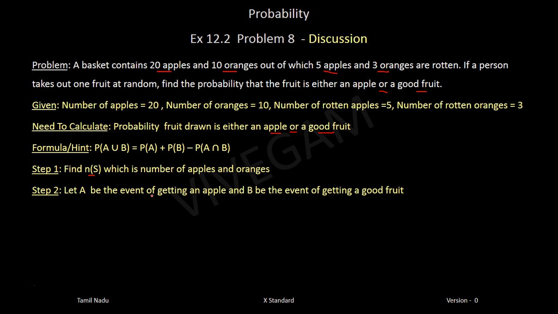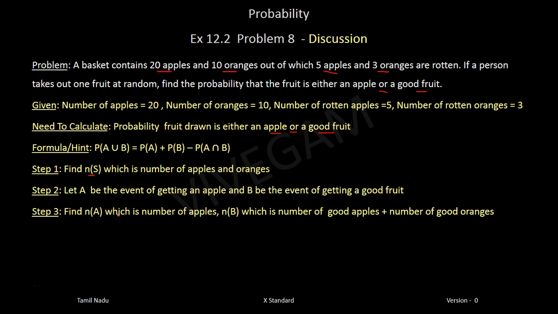Let A be the event of getting an apple and B be the event of getting a good fruit. Find N of A. N of A is the number of apples, that is 20. Now N of B is what? B is a good fruit, right? So how many good fruits are there? The good fruit can be a good apple and it can be a good orange. So we need to find the number of good apples and add that to the number of good oranges. How will you find good apples? We know the rotten apples is 5 and the total number of apples is 20. So 20 minus 5 is 15 good apples. Similarly, the number of oranges is 10 and the number of rotten oranges is 3, so 10 minus 3, 7 good oranges are there. So N of B will be 15 plus 7, 22 good fruits are there.